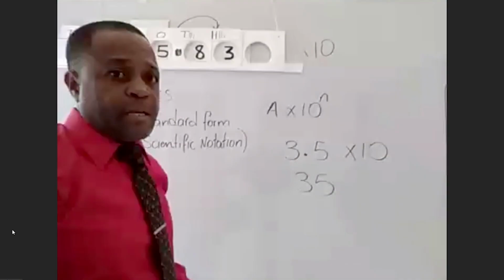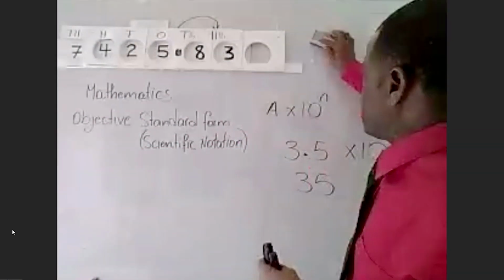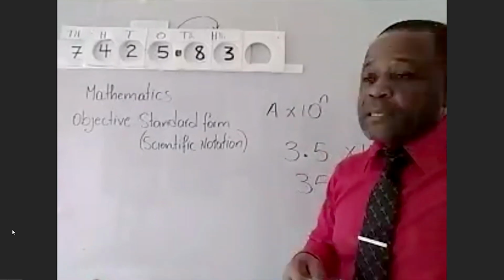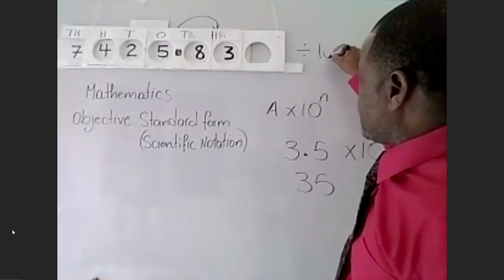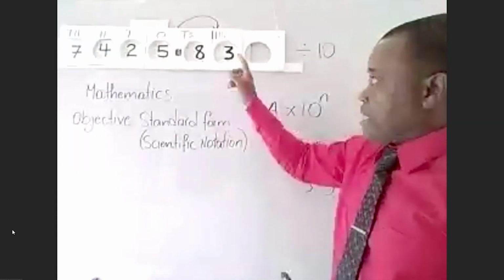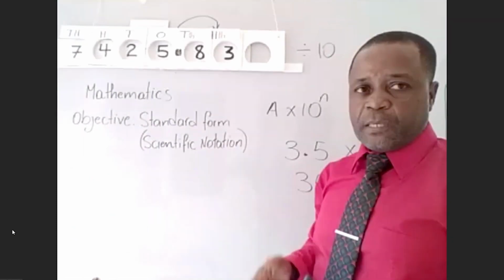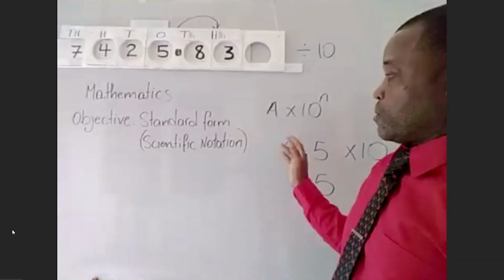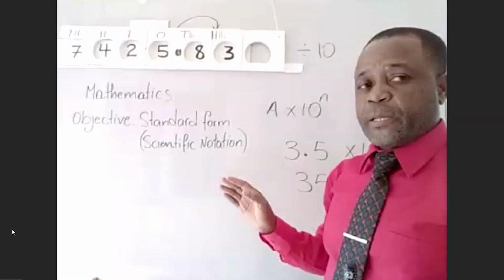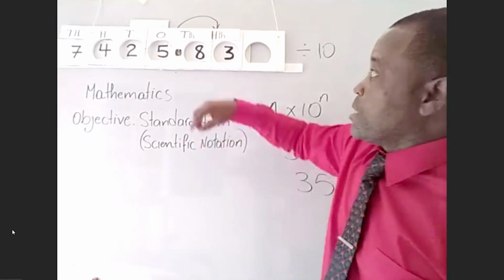Likewise, if I decide to divide this number here by 10, each digit up here becomes 10 times smaller. Each digit becomes 10 times smaller. As we say, we're not moving the decimal point. It is the digits that we're actually moving around the decimal point.